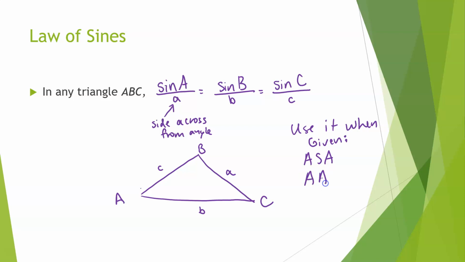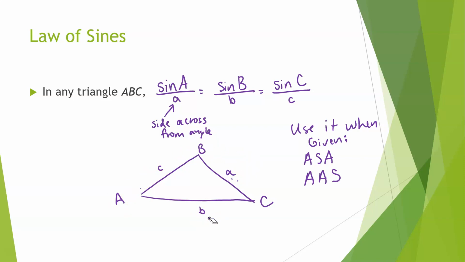Another time we will use it is when we're given angle, angle, side. That's where you're given two angles, like A and B, but one of the other side lengths, either side A or side B. If I went angle, angle, side, that's correct. If I went the other way, this is also angle, angle, side. So pretty much anytime you're given two angles and a side length, then you'll use the law of sines.